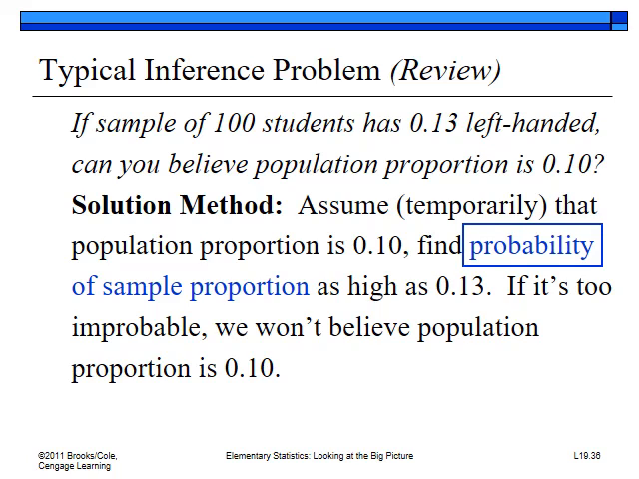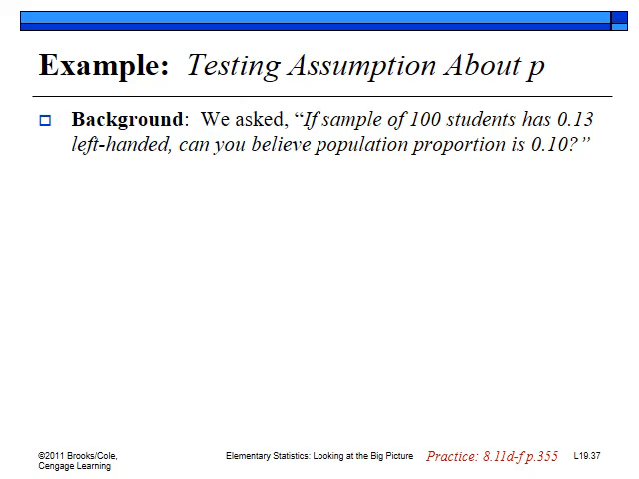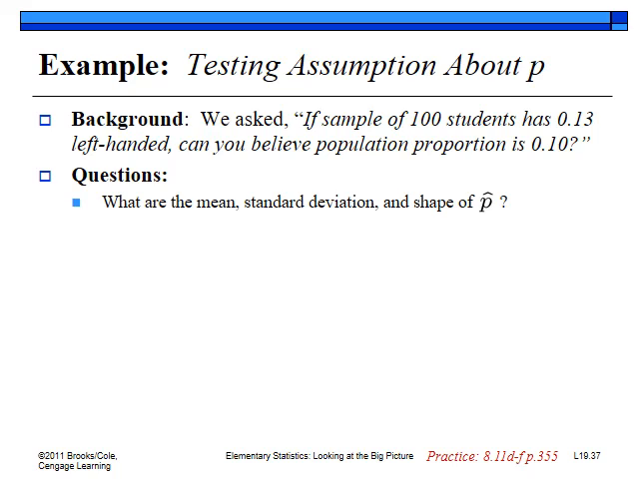So let's find that probability. So let's look at that question. If the sample of 100 students has 13% left-handed, can you believe the population proportion is 10%? Our approach here is to ask these questions in this order. What are the mean, standard deviation, and shape of the distribution of sample proportions?